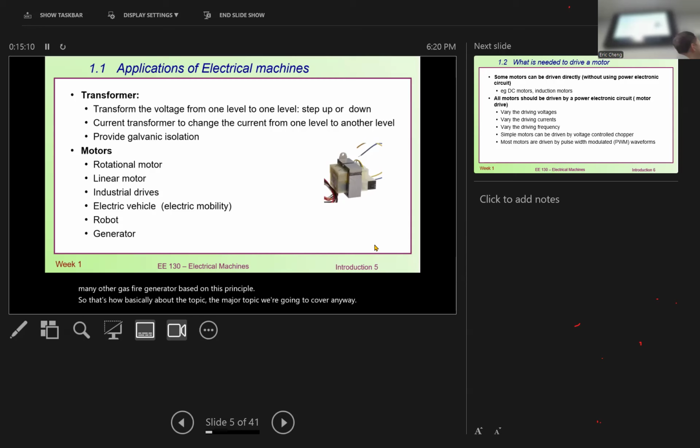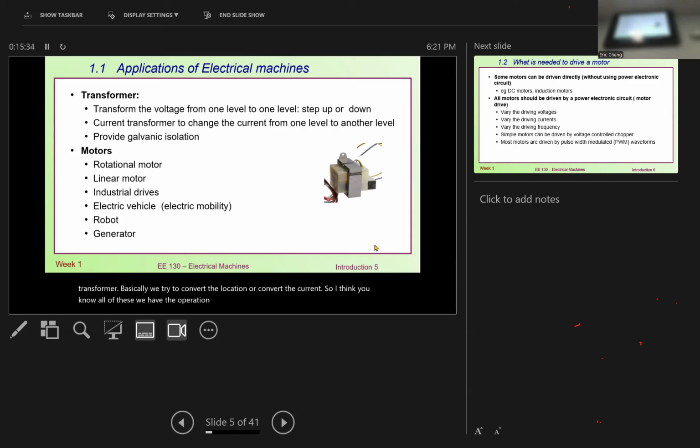So in here, you can see a transformer. This is the picture that shows you a common transformer. We convert from one level to another level. So we have voltage transformer and current transformer. Basically, we try to convert the voltage or convert the current. So I think you know all of these, we have the operation.